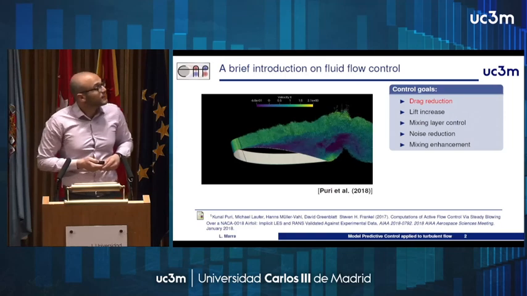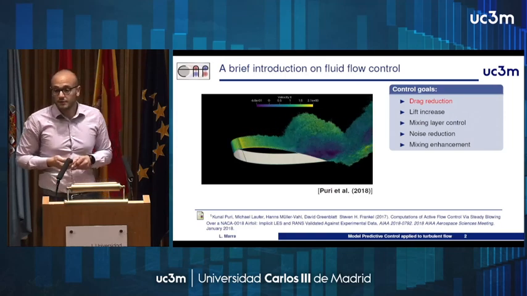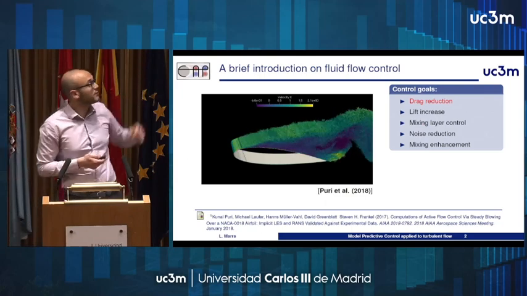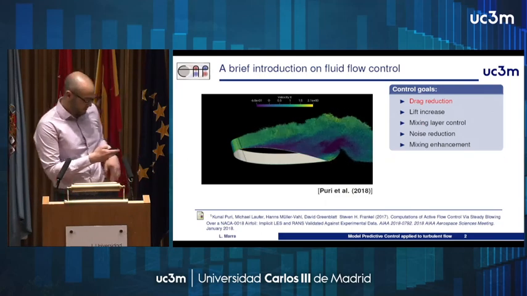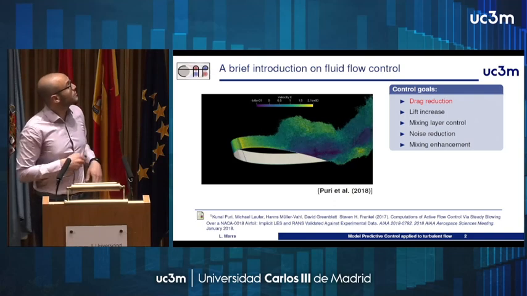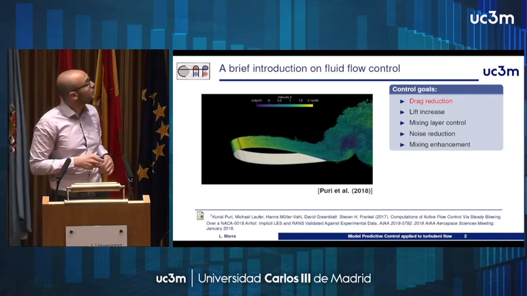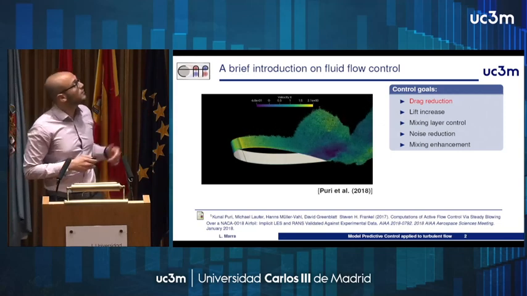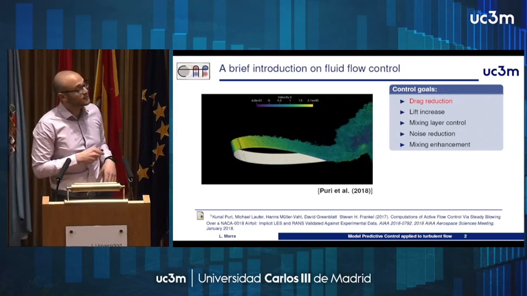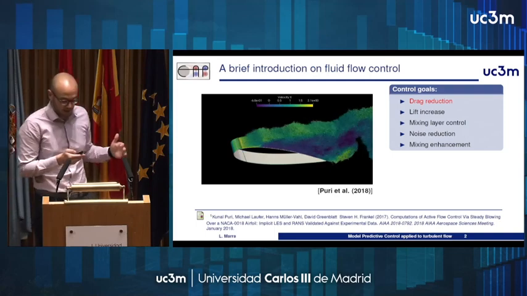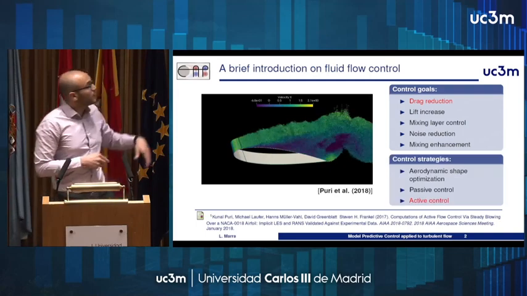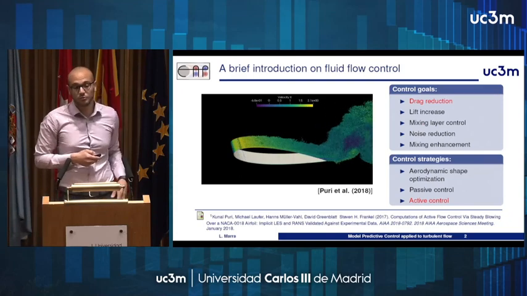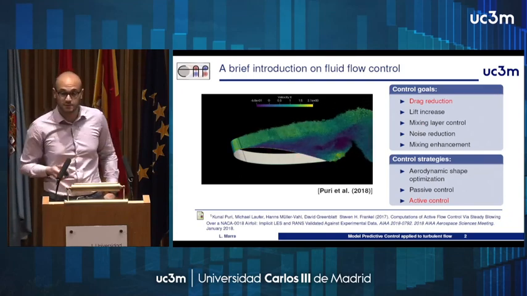Fluid flow control techniques can be applied to other fluid flow related industrial processes. It's the case of the aeronautical field. Here we have an example from Puri et al., in which the separation control is performed by putting jets at a specific position of the airfoil, in order to achieve a lift enhancement and also a drag reduction in conditions of high angle of attack. Among the control strategies that we can consider in this case, active flow control is the one that has received much attention because of its performance.